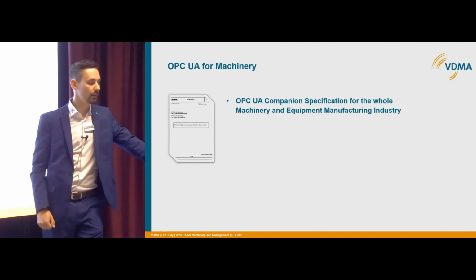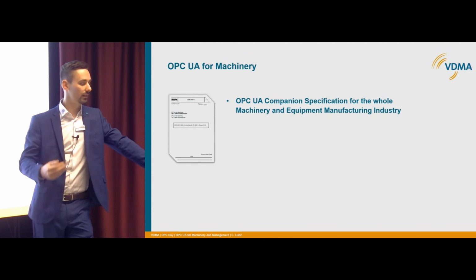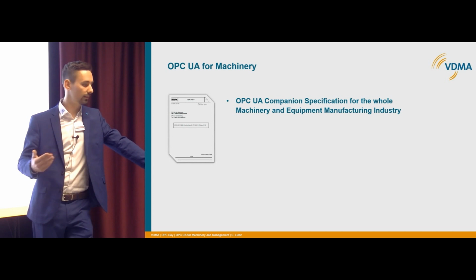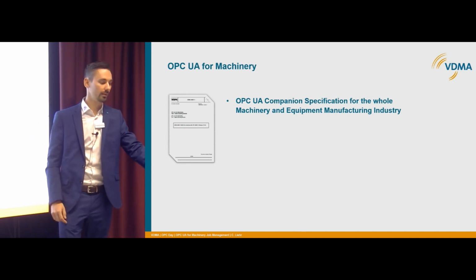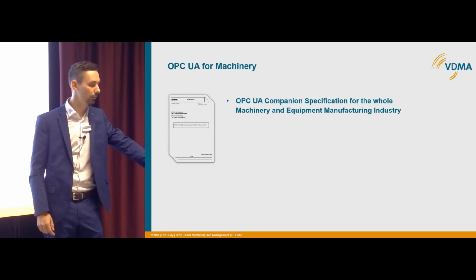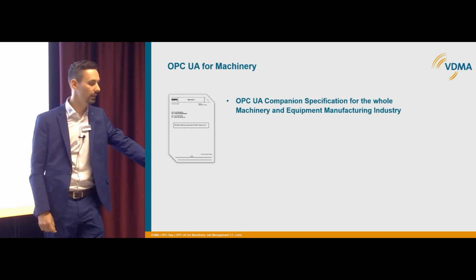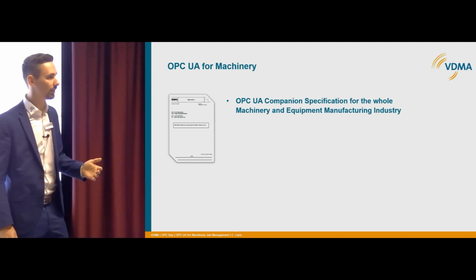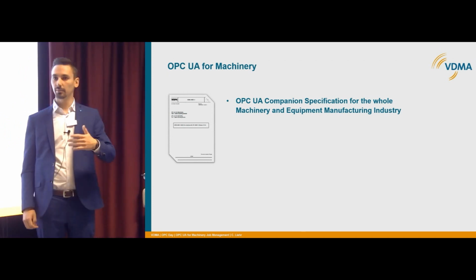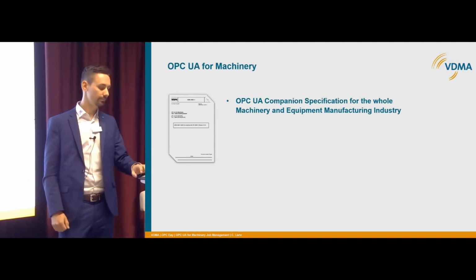For this reason, we at the VDMA have decided to develop a basic specification for the whole machinery and equipment industry, and that's the so-called OPC UA for machinery specification. This specification is our harmonizing approach regarding a common cross-domain companion specification that is compliant with existing companion specifications and can also be the base for all of the upcoming companion specifications out there.